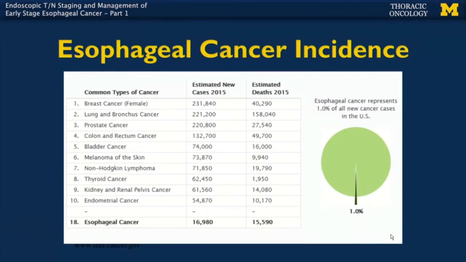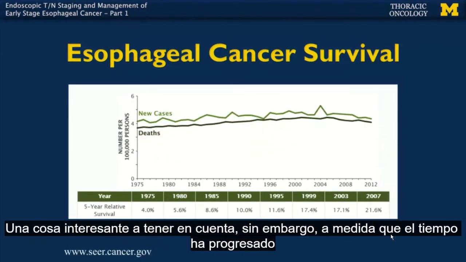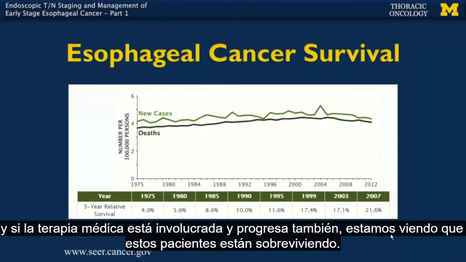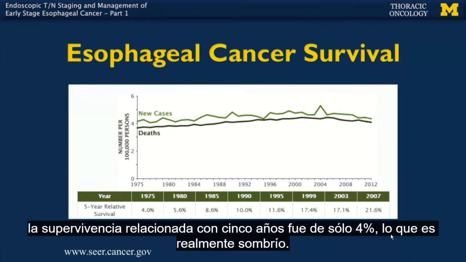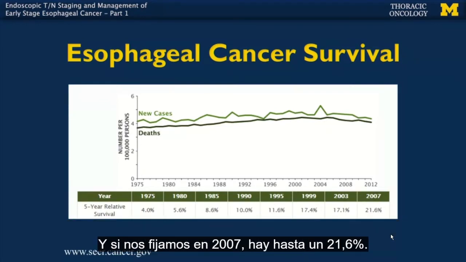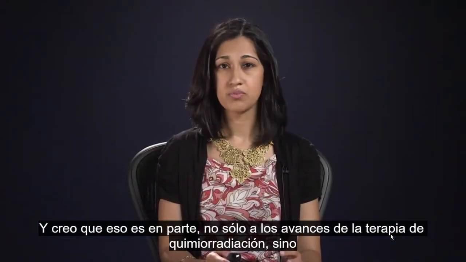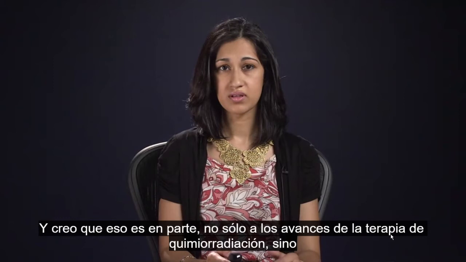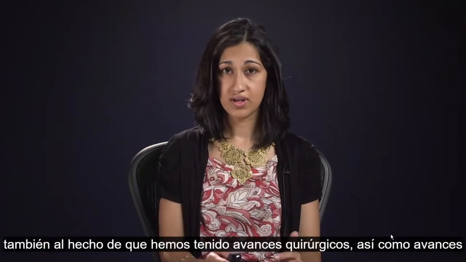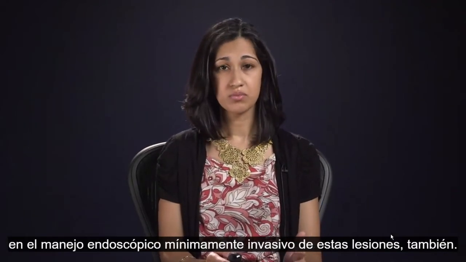An interesting thing to note, though, is as time has progressed and as medical therapy has evolved and progressed as well, we're seeing that these patients are surviving. So you can see in 1975, the 5-year relative survival was only 4%, which is really dismal. And if you look at 2007, it's up to 21.6%. And I think that's in part not only due to the chemoradiation therapy advances, but also in the fact that we've had surgical advances, as well as advances in minimally invasive endoscopic management of these lesions as well.